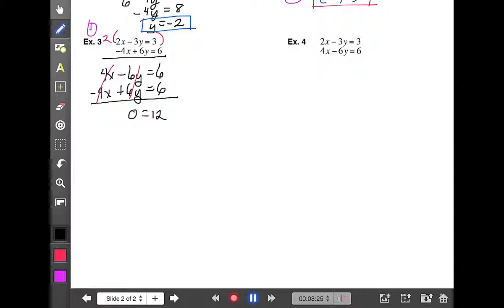So is this statement true or false? It is false. 0 does not equal 12. So if it's a false statement, what's your solution going to be? No solution. And so what kind of lines are these? They are parallel lines.